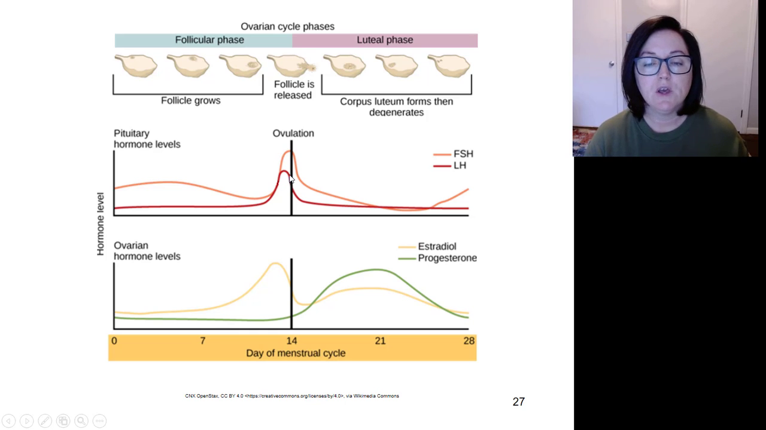After ovulation, the luteinizing hormone levels do drop down, but the steady level of luteinizing hormone is what will cause the development of the corpus luteum. The corpus luteum itself is making a hormone, progesterone. So you can see how the progesterone levels are peaking during this luteal phase, and that's because it's being produced by that corpus luteum.